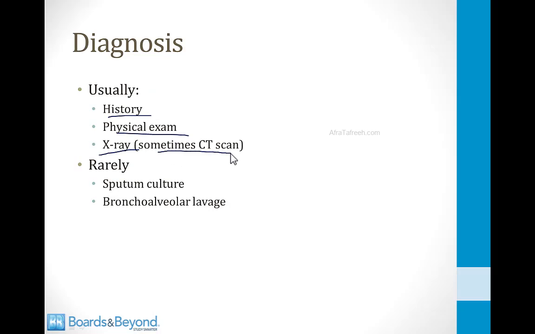There are some other tests that are sometimes done in special circumstances. You can send a sputum culture if you really want to know what the bug is. And then there's a test called a bronchoalveolar lavage. This is when a pulmonologist inserts a camera into the lungs and goes way down into the bronchi and then lavages it with a liquid solution and collects some of the cells. And then you can send it to the lab and culture it and see what bacteria grows.